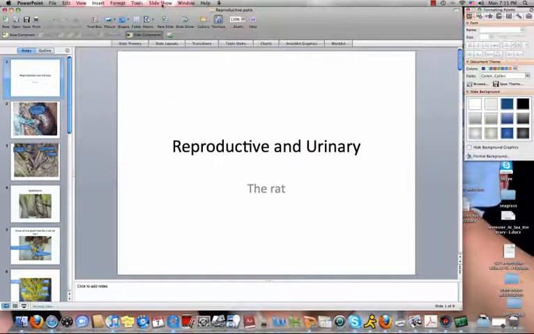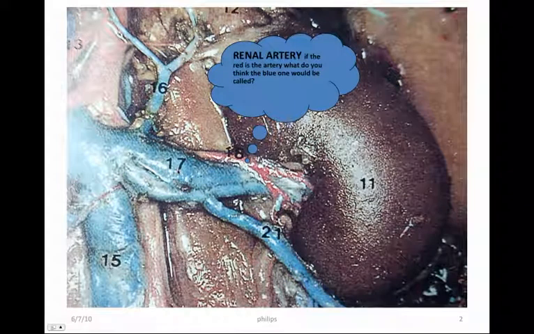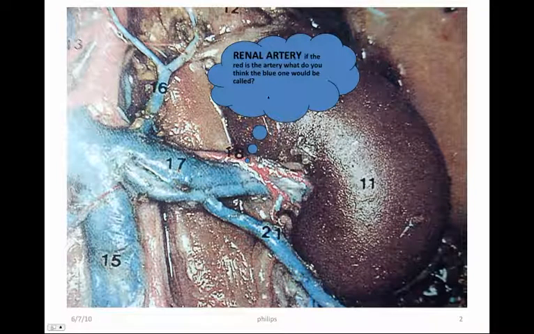Here we are going to start the slideshow on the reproductive and the urinary system of the rat. Starting with the renal system, we have our renal arteries and veins. You know the difference because the blue one would have deoxygenated blood, which means it would be a vein, and the red one would be an artery and it would have oxygenated blood.